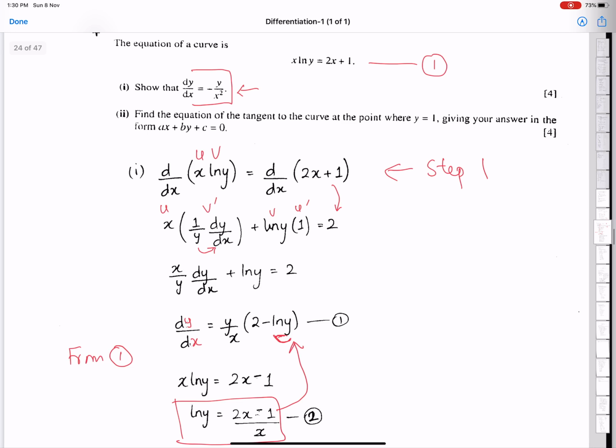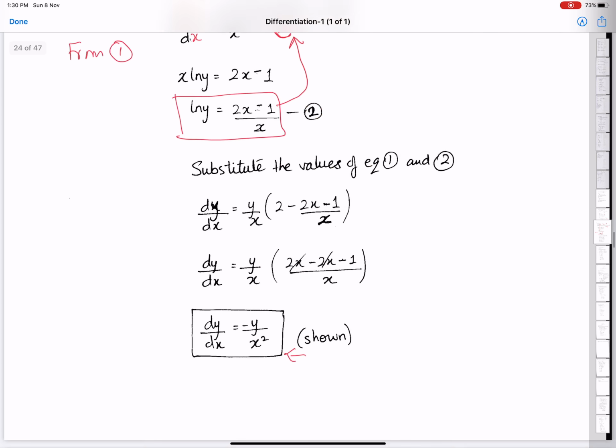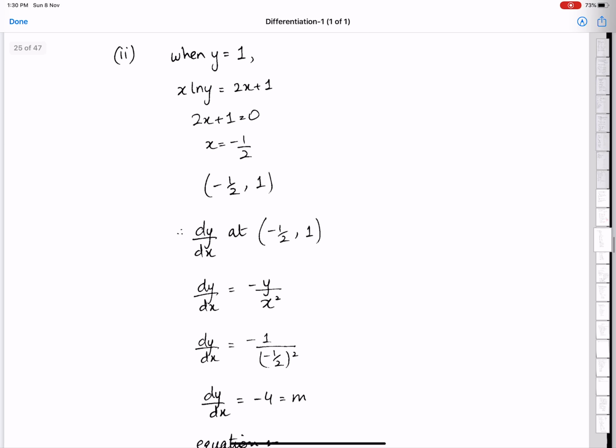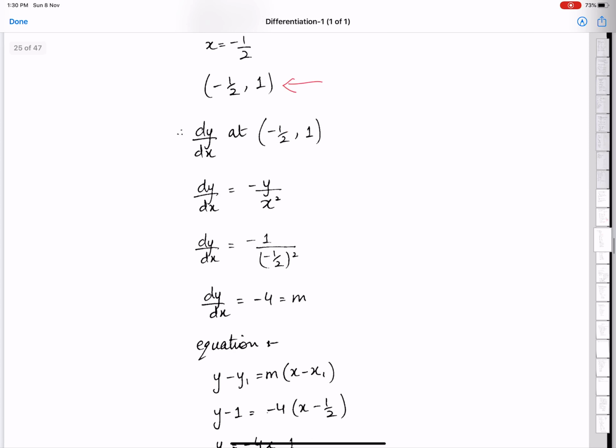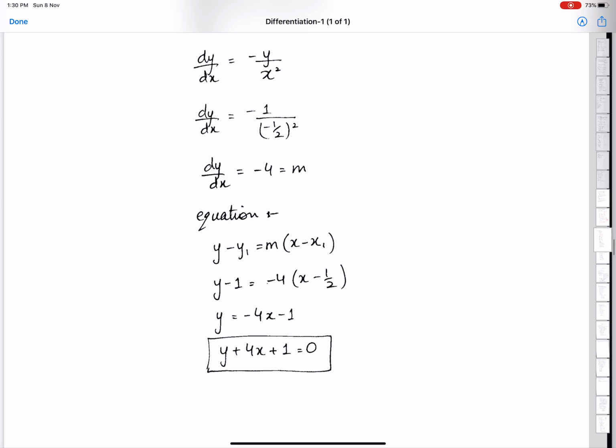Well, the second part is simple. We need the equation of the tangent at y = 1. We need the x coordinate first. We can get the x coordinate by substituting y here. So first get the x coordinate. So when y is 1, then x is minus half. This is the point of tangency. And then the gradient is minus 4, and the equation of tangent is y = -4x + 1.